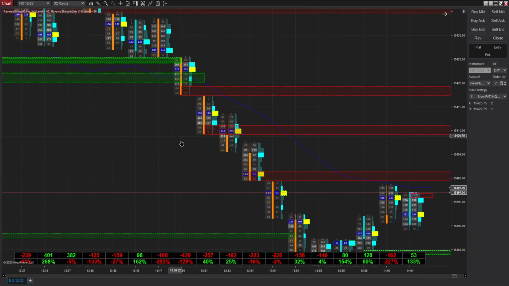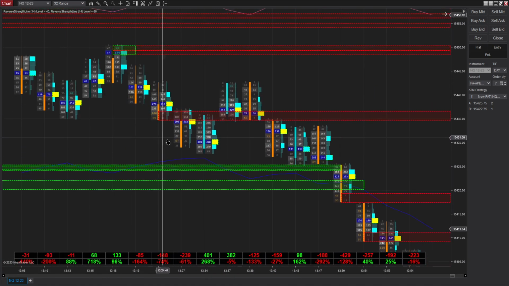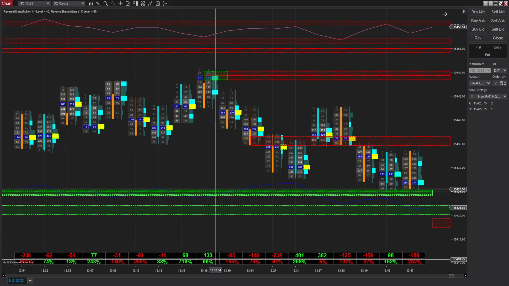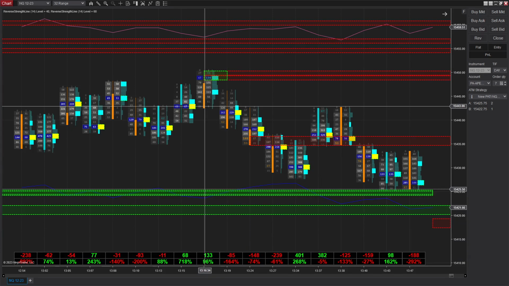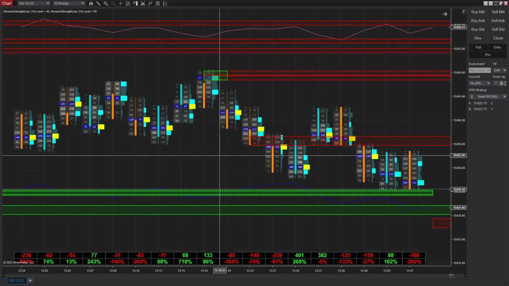I want to try and find a good one that works here. So basically what we're looking for with a delta divergence is so right here we have a positive 133 delta with a down close candle. So that's a divergence, and you see we do get a nice move down. Okay, so that would be part of our trend version.